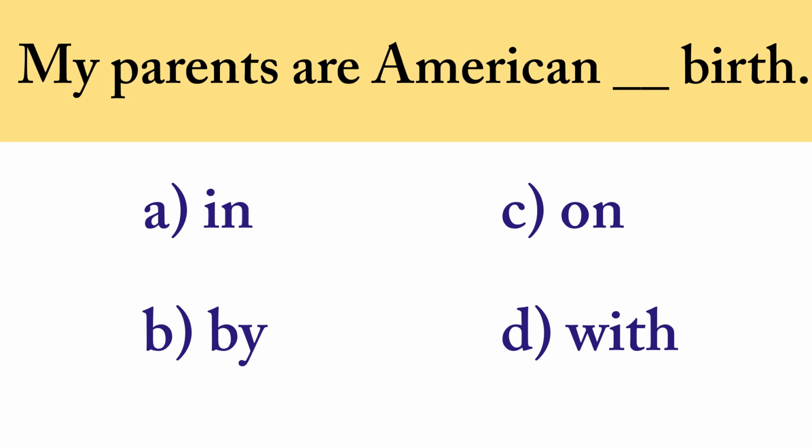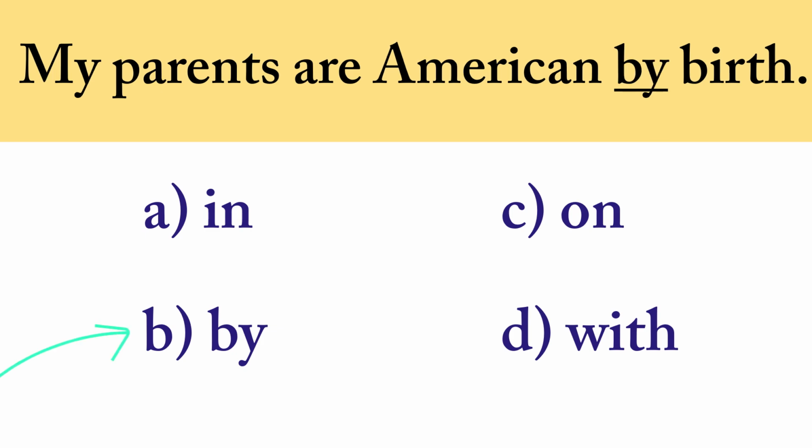My parents are American, blank, birth. A, in. B, by. C, on. D, with. The correct answer is B. My parents are American by birth.